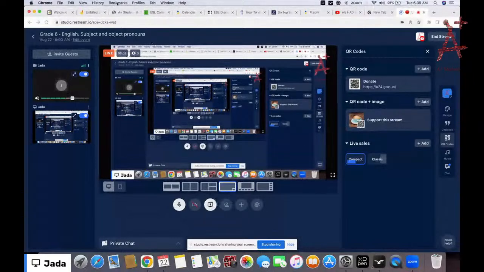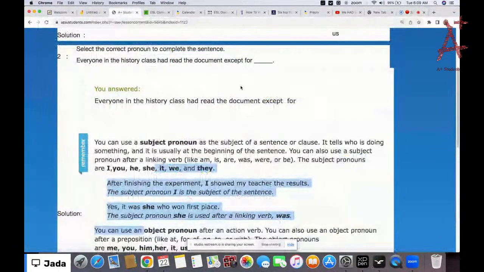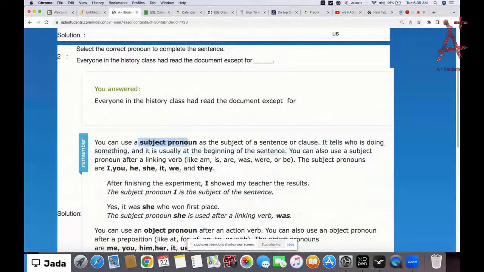Okay, so I'll just go back to what I was saying earlier on. Okay, so like I said, you can use a subject pronoun as the subject of a sentence or clause. Okay, so note that a subject pronoun can be used as a subject of a sentence or a clause. Okay, and also it tells who is doing something and is usually at the beginning of the sentence.